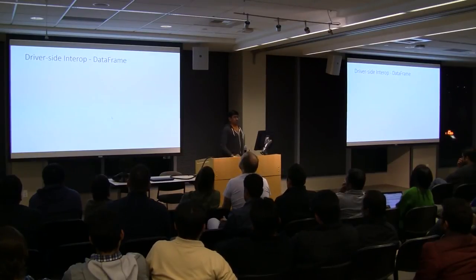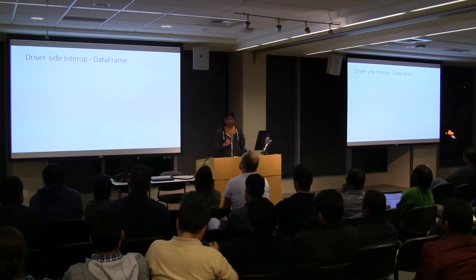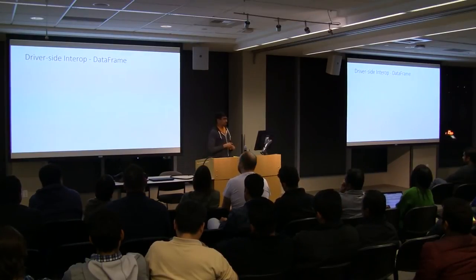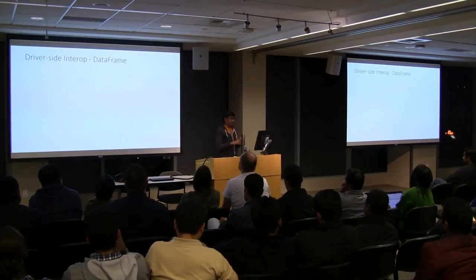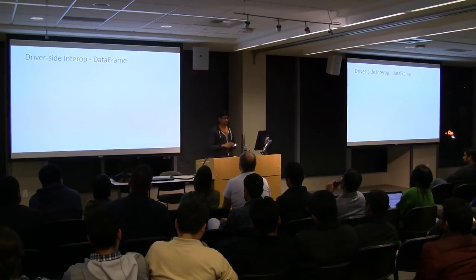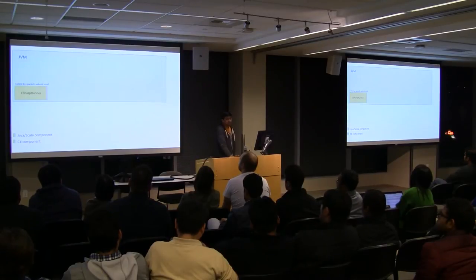Let's look at the driver side interop in a little more detail. We're going one step down, the interop. We saw the overview of the interop at the driver side and the worker side. Now it's one level down. This is for data frames. The interaction for RDDs and DStream is kind of similar. DStream is a little special, but RDD is mostly the same on the driver side. For simplicity, I'm going to just cover the data frame interaction.